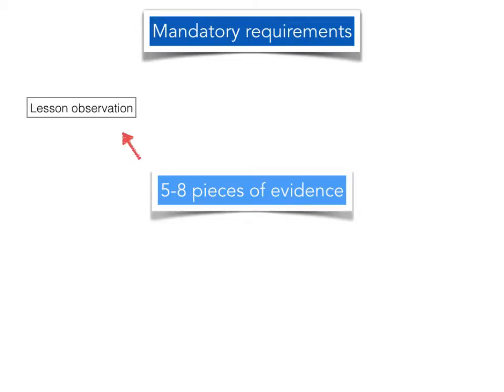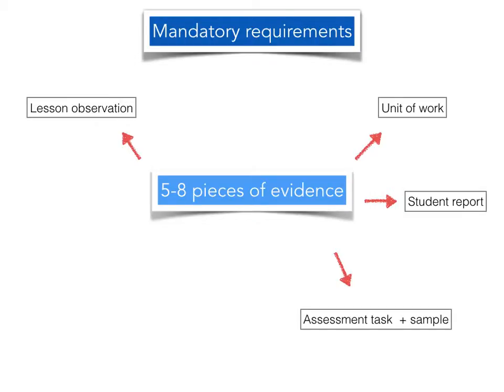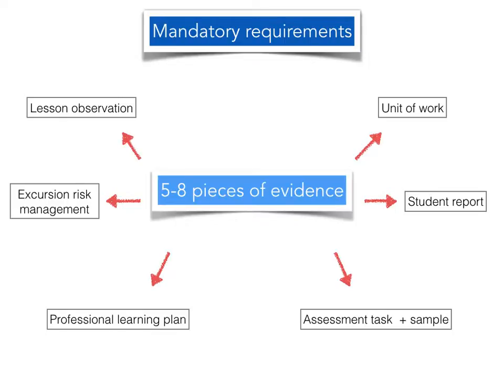Some of these pieces of evidence could include a lesson observation, which of course must be accompanied by a lesson plan, as well as a reflection related to that lesson plan based on supervisor feedback. You could also include a unit of work, which is another strong piece of evidence that would satisfy a number of standards. You could also include a student report, an assessment task, plus a sample with teacher feedback. The professional learning plan is a very strong piece of evidence, and something like an excursion risk management form is another good piece of evidence.